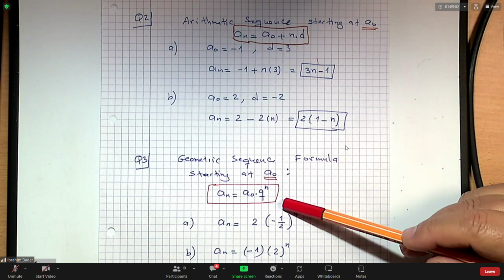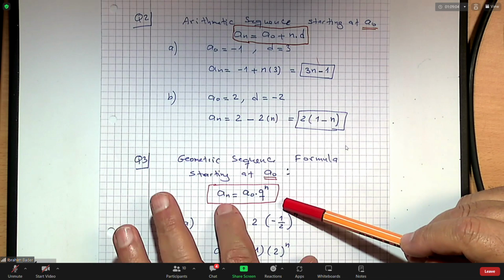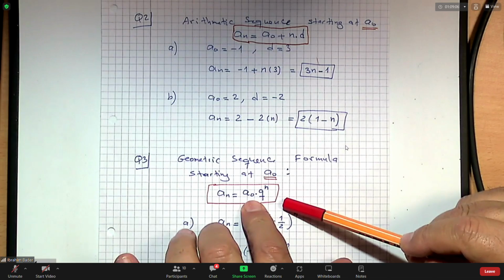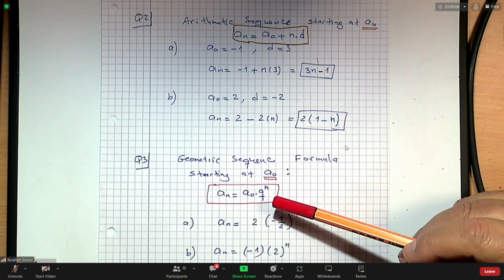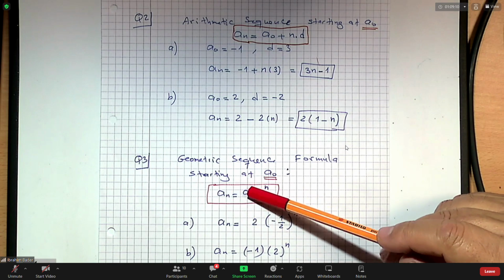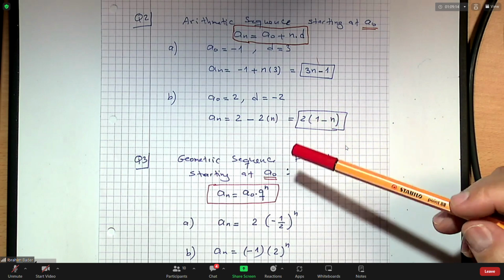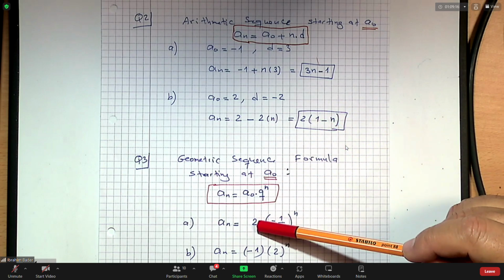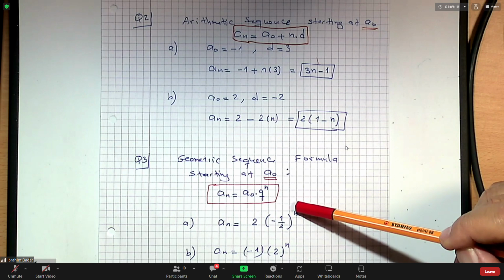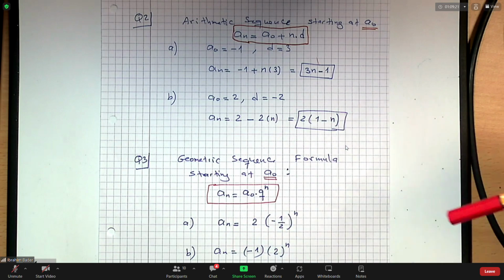In geometric sequences, however, again here, if we start at A0, it's A0 times Q to the power N. If we start at A1, it's A1 times Q to the power N minus 1, okay? So here, first element, then Q to the power N.